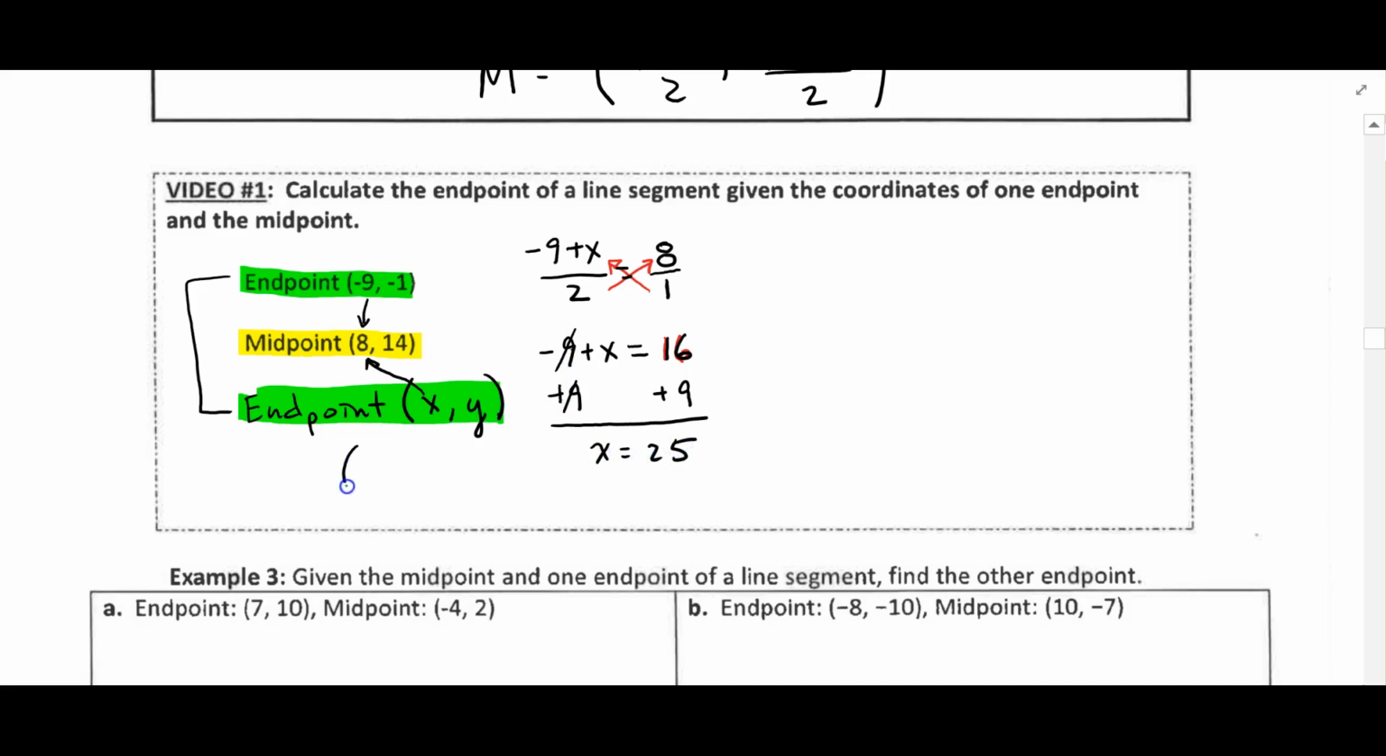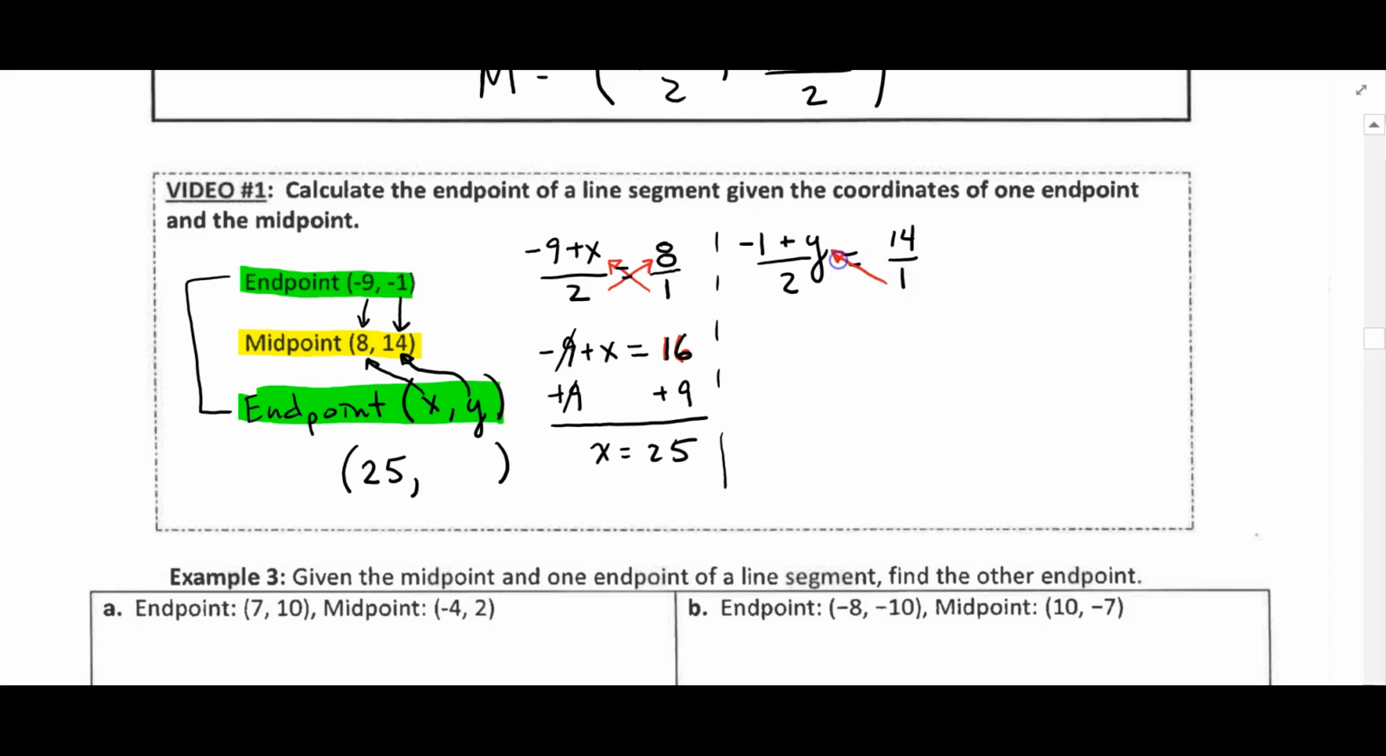So now I've got the x coordinate of my other endpoint, 25, and we're going to go ahead and figure out what the y coordinate is. Okay, so I know that the average of this -1 and this y has to be 14. So let's set up another equation. I've got (-1 + y)/2. The average of those has to be 14. Again, I'm going to make this a fraction. There's other ways you could solve this. I just like to use cross multiplying.